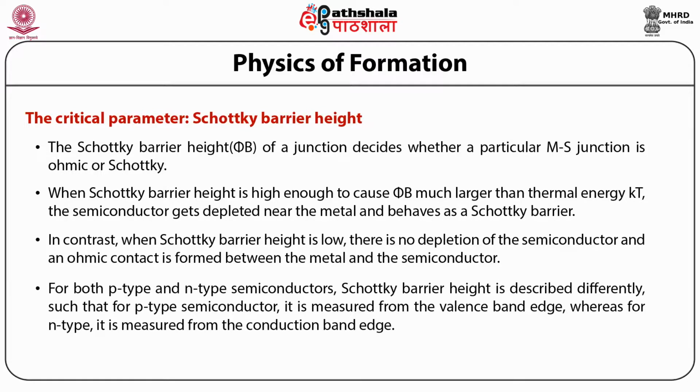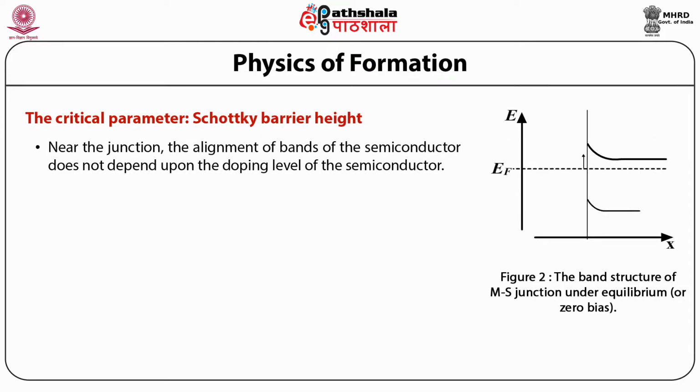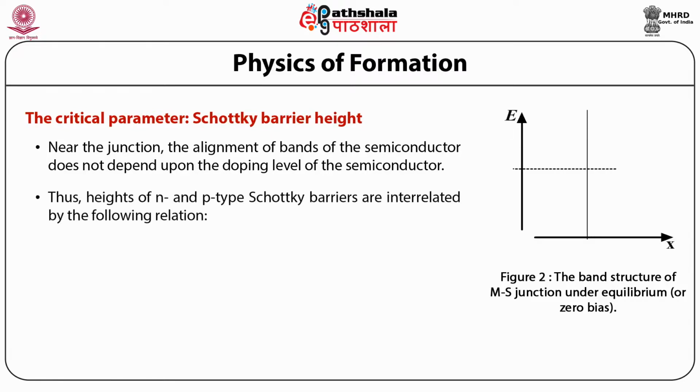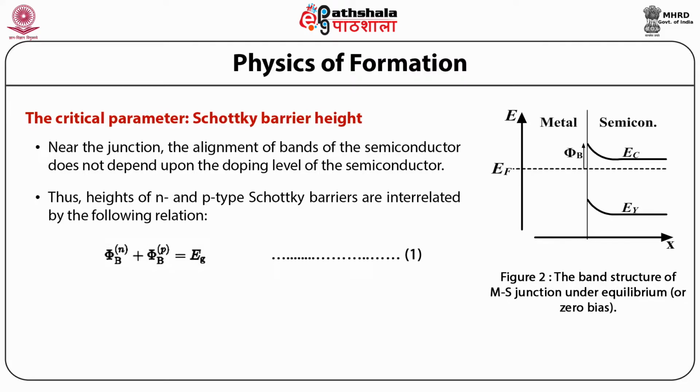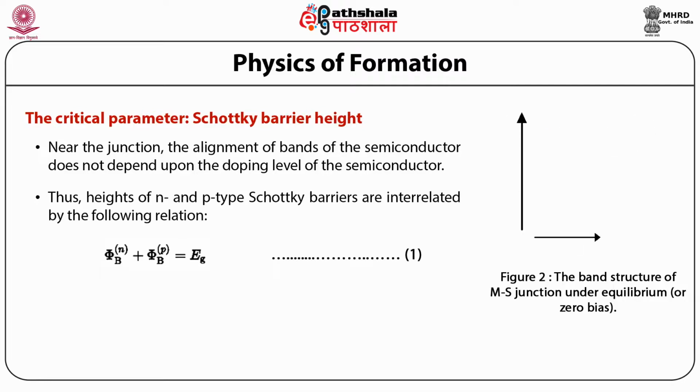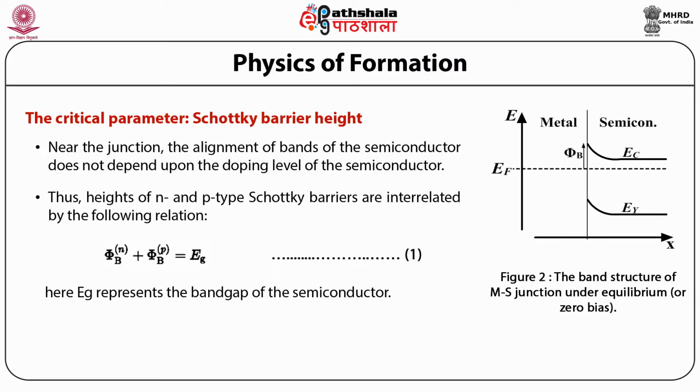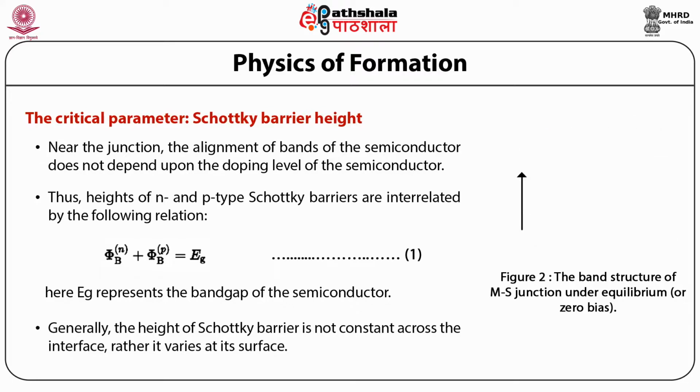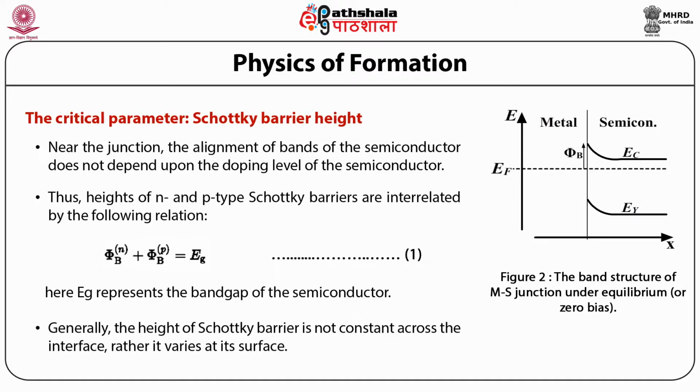For both p-type and n-type semiconductors, the Schottky barrier height is described differently, such that for a p-type semiconductor, it is measured from the valence band edge, whereas for n-type, it is measured from the conduction band edge. Near the junction, the alignment of bands of the semiconductor does not depend on the doping level of the semiconductor. Thus, the heights of n-type and p-type Schottky barriers are interrelated by the following relation: phi b raised to power n plus phi b raised to power p is equal to Eg. This is represented as equation 1. Here, Eg represents the band gap of the semiconductor. Generally, the height of the Schottky barrier is not constant across the interface. Rather, it varies at its surface.